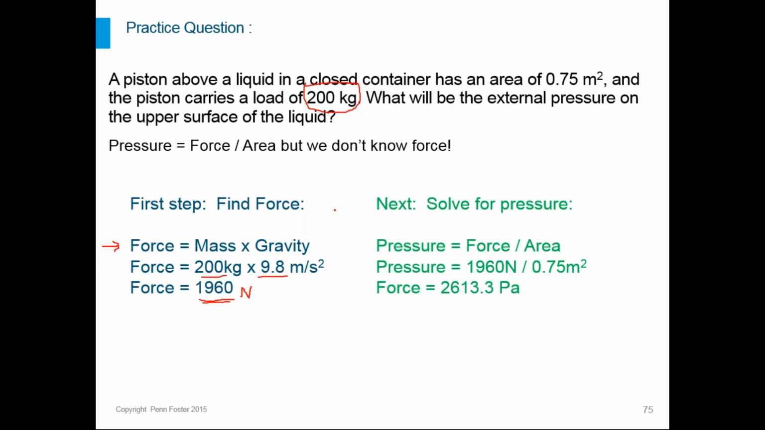Now step 2 is actually finding pressure. So pressure is force divided by area. So here's the force that we just found, 1,960 divided by the area that it gave us in the problem, so 0.75 goes here. And that gives us our final answer, 2,613.3 pascals.